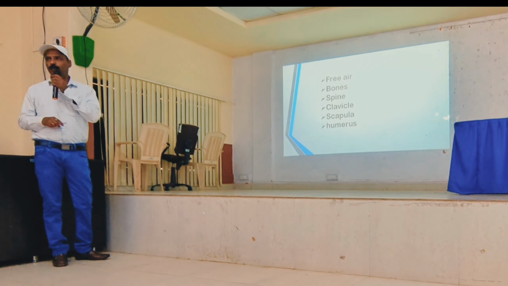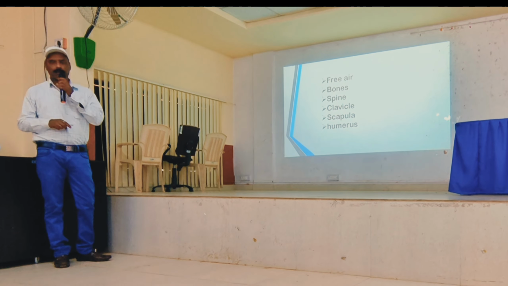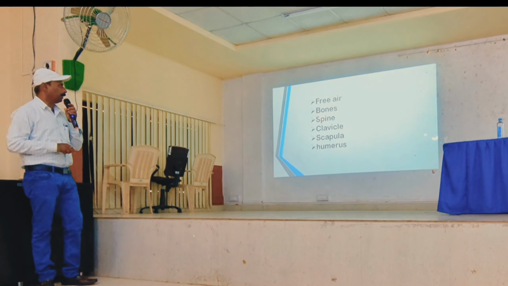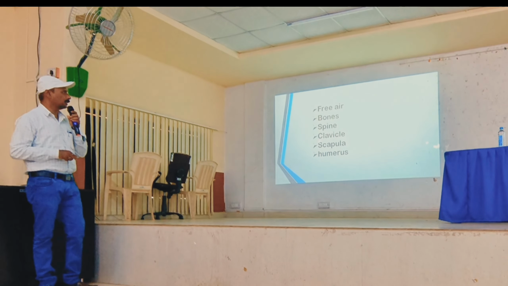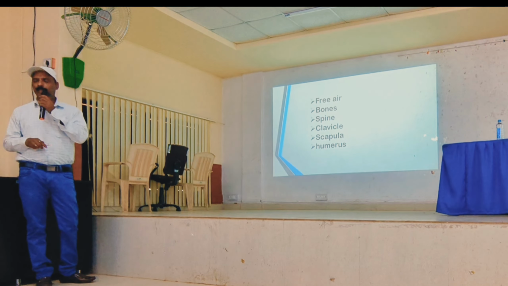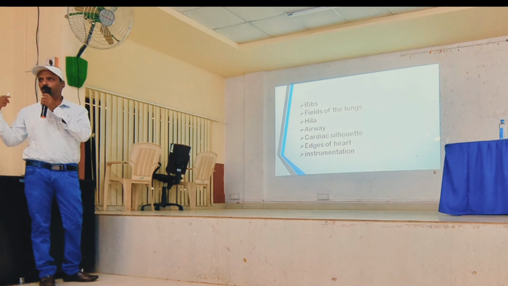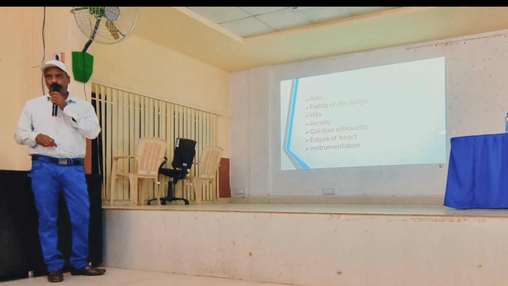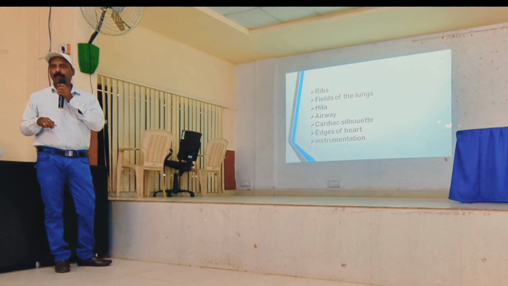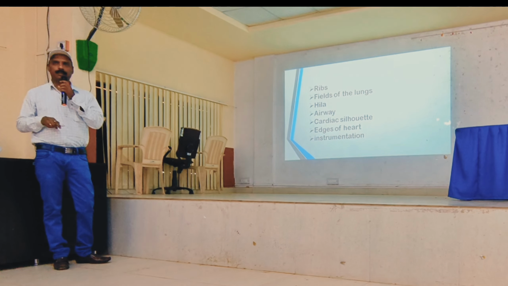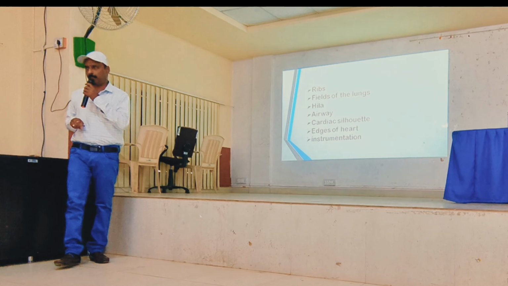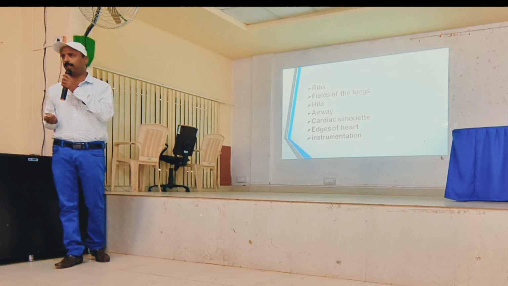Bones, what are the bones seen in the PHS? That also you have to remember. Spine, clavicle, scapula, humerus, if it is exposed up to the shoulder joint. So this is the basics of what you are going to see in the PHS. So how to read the PHS?